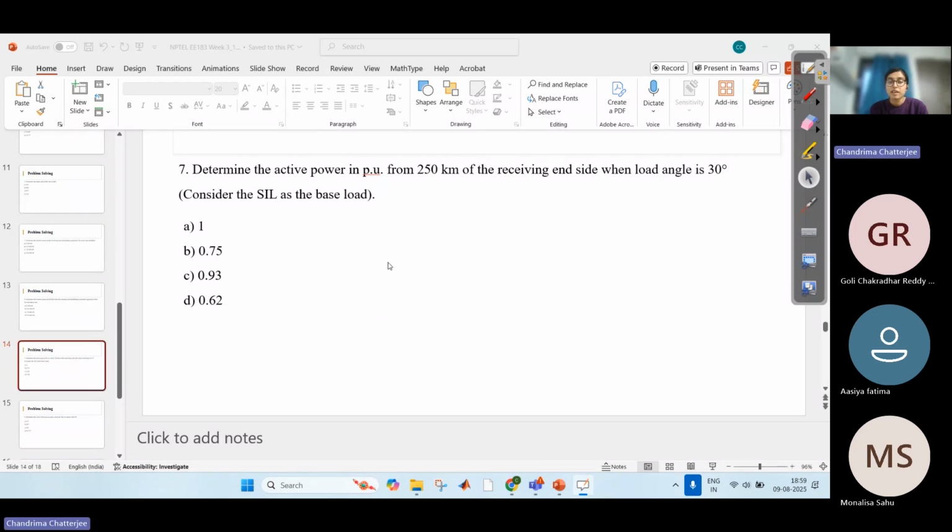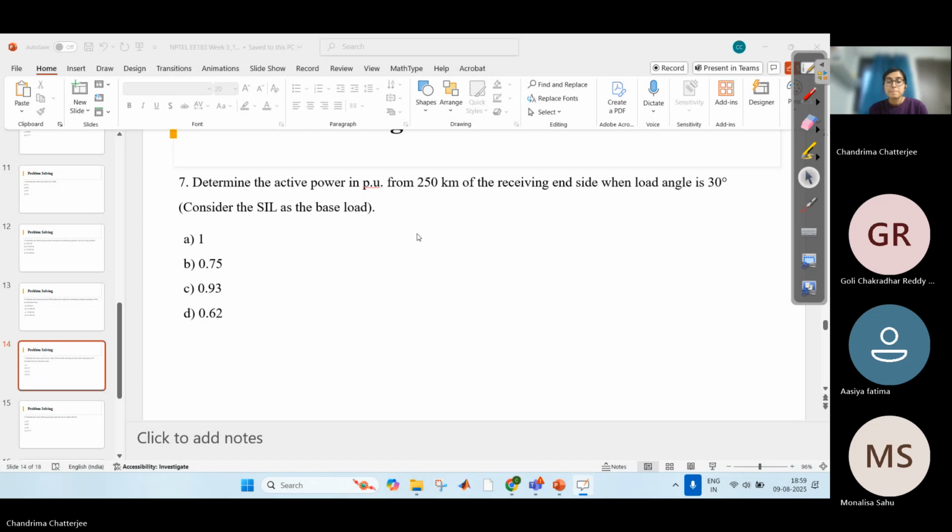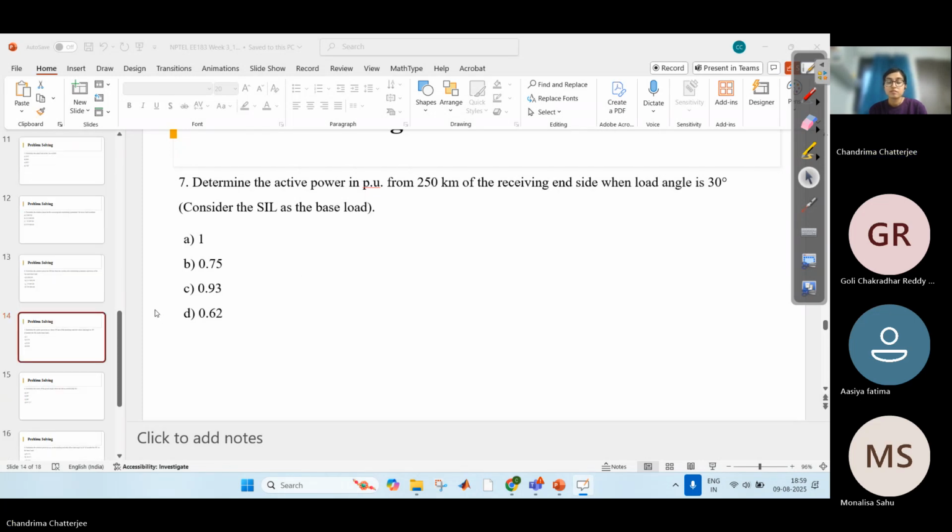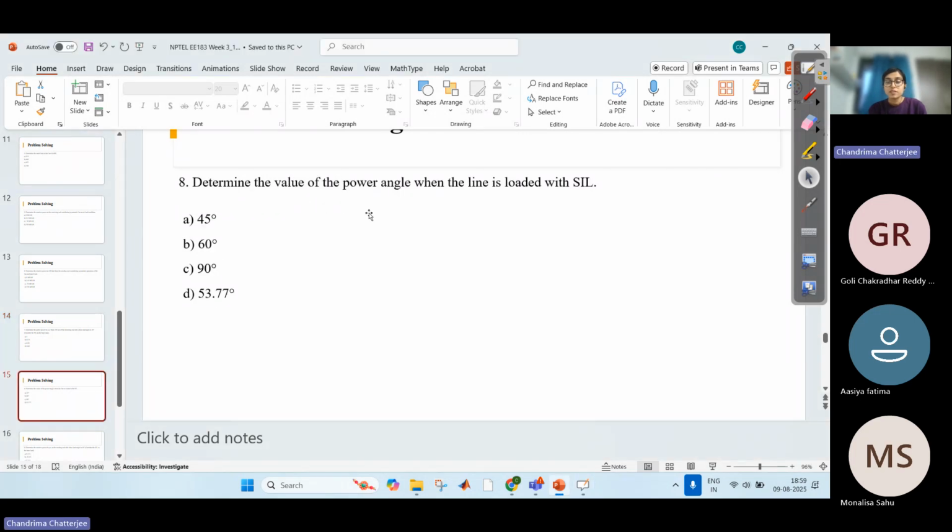Did you understand how to calculate this? If you have any question, you can ask. Okay. Let's proceed to the next one. Determine the value of the power angle when the line is loaded with SIL. We just discussed that when there is surge impedance loading, the delta angle is equal to the beta L. Okay. So the option D is correct.